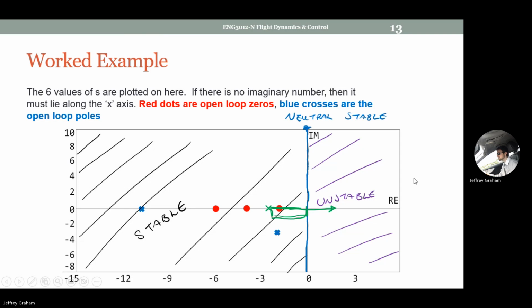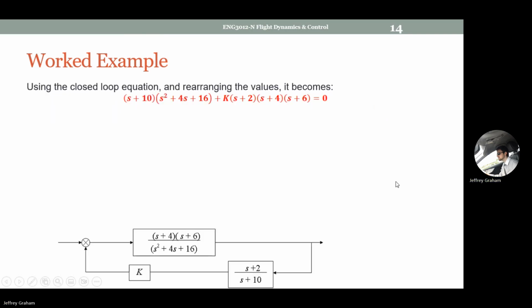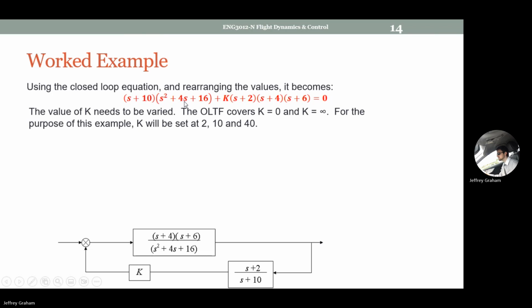Right, so moving on with this example, we've got our closed loop transfer function, just basically bringing that denominator up. The way this is going to work is we've had the value for k to be 0, k to be infinity, which we plotted. It's now a case of you set any value of k you want, get the roots out, and plot them on the plot. In this particular example, I've set k to be 2, 10, and 40.